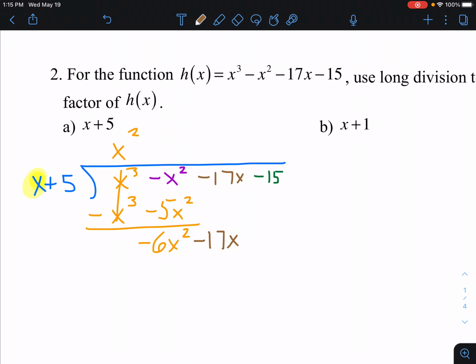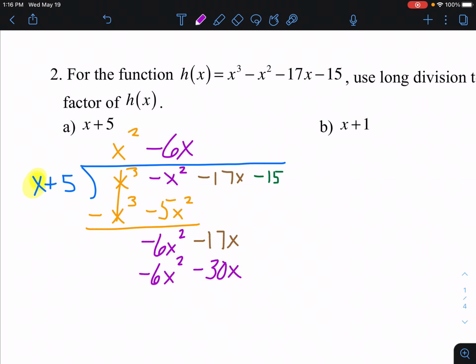We are going to take the first term, which was the negative 6x squared. We're going to divide again by x. So negative 6x squared divided by x is negative 6x. And then we're going to multiply by the x plus 5. So negative 6x times x is negative 6x squared, and then negative 6 times 5 is negative 30x.